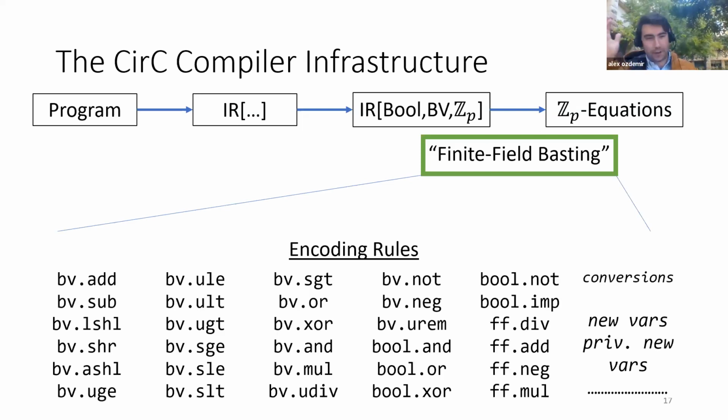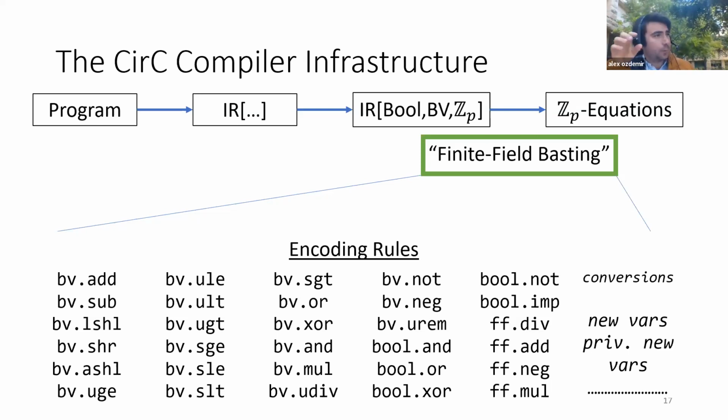And so, there's an operation for bit vector, i.e. fixed size integer additions. There's an operation for Boolean and, there's a rule for Boolean or, and so on. All in all, there's around 80 different rules. There's also rules for how to add new variables to the system. Yeah, it gets kind of complicated.